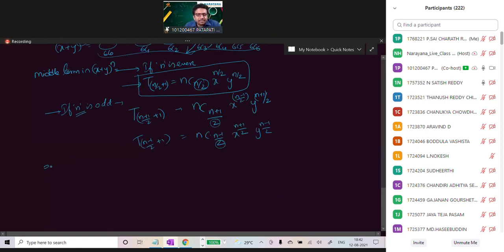For this example, you have (x square minus 2 by x cube) whole power 9. Okay? You want the middle term.